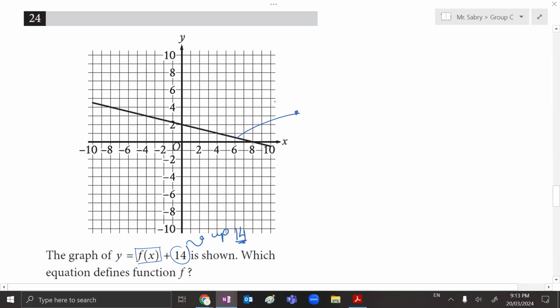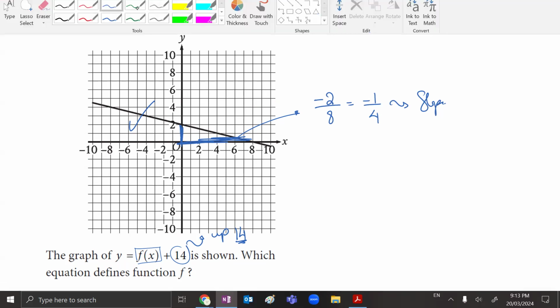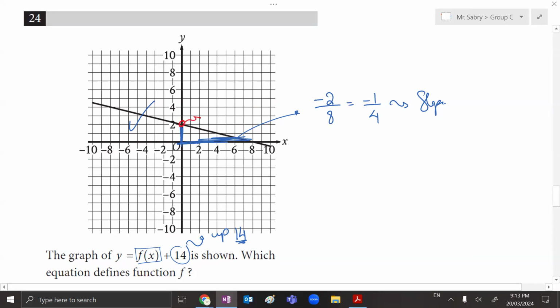In order to find the equation, we get the slope. The slope would be rise over run, y2 minus y1 over x2 minus x1. Or you can just count them. It is clear that the rise is 2 and that the run here is 8. And because it goes downward, that's a negative slope. So it's negative 2 over 8, which is negative 1 over 4. That is the slope. Now, with regards to the y-intercept, it's pretty clear that it cuts the y-axis here at 2, so this is the y-intercept. So I can write the equation as y equals negative 1 over 4x plus 2.